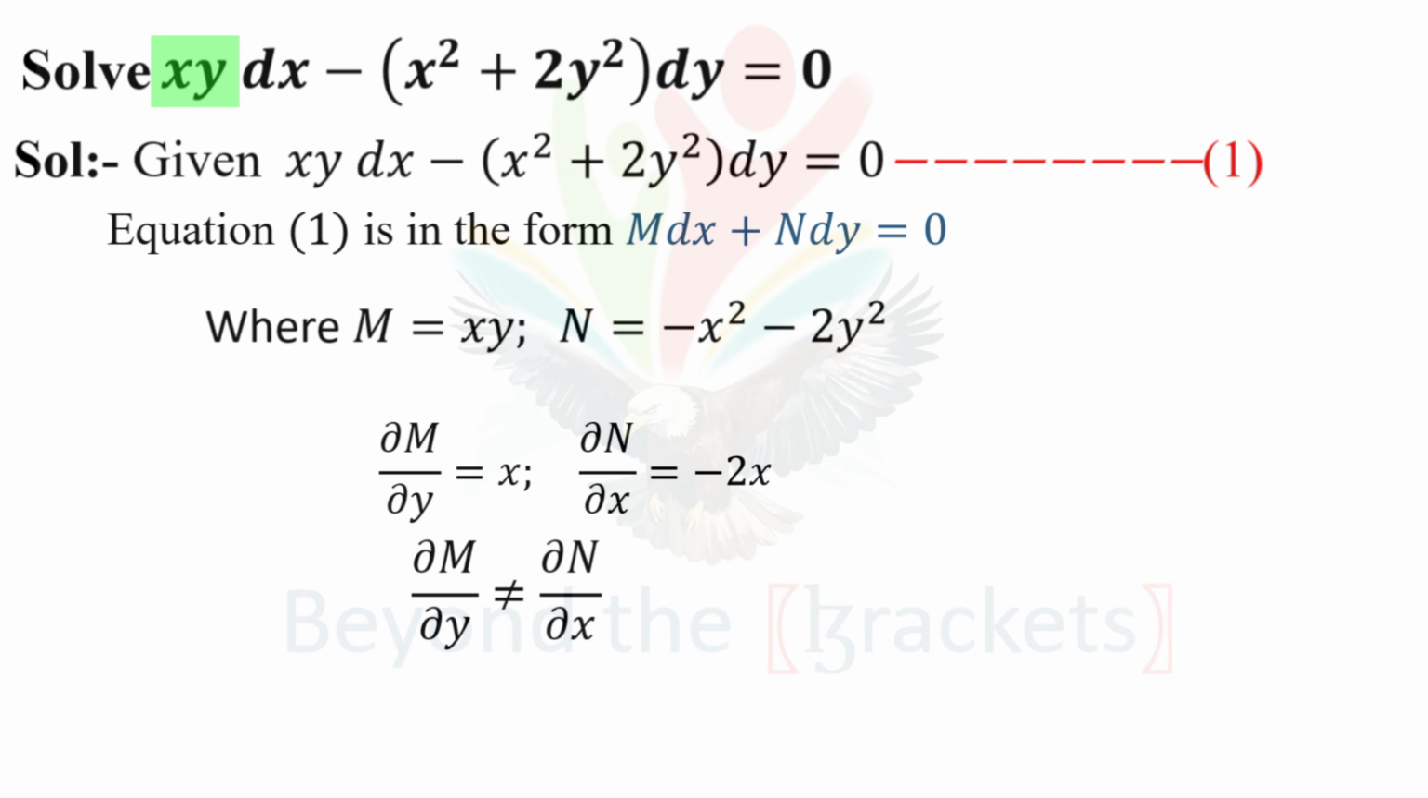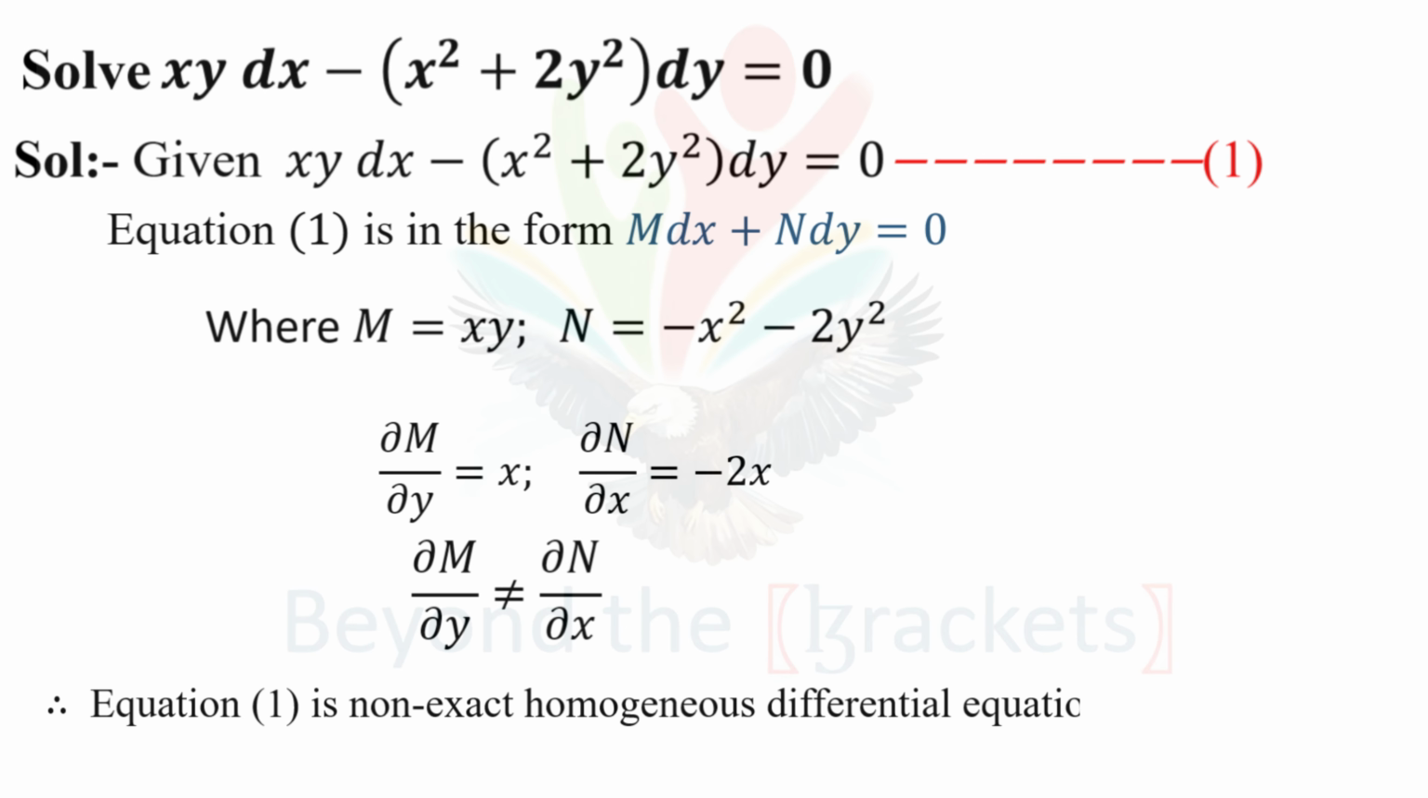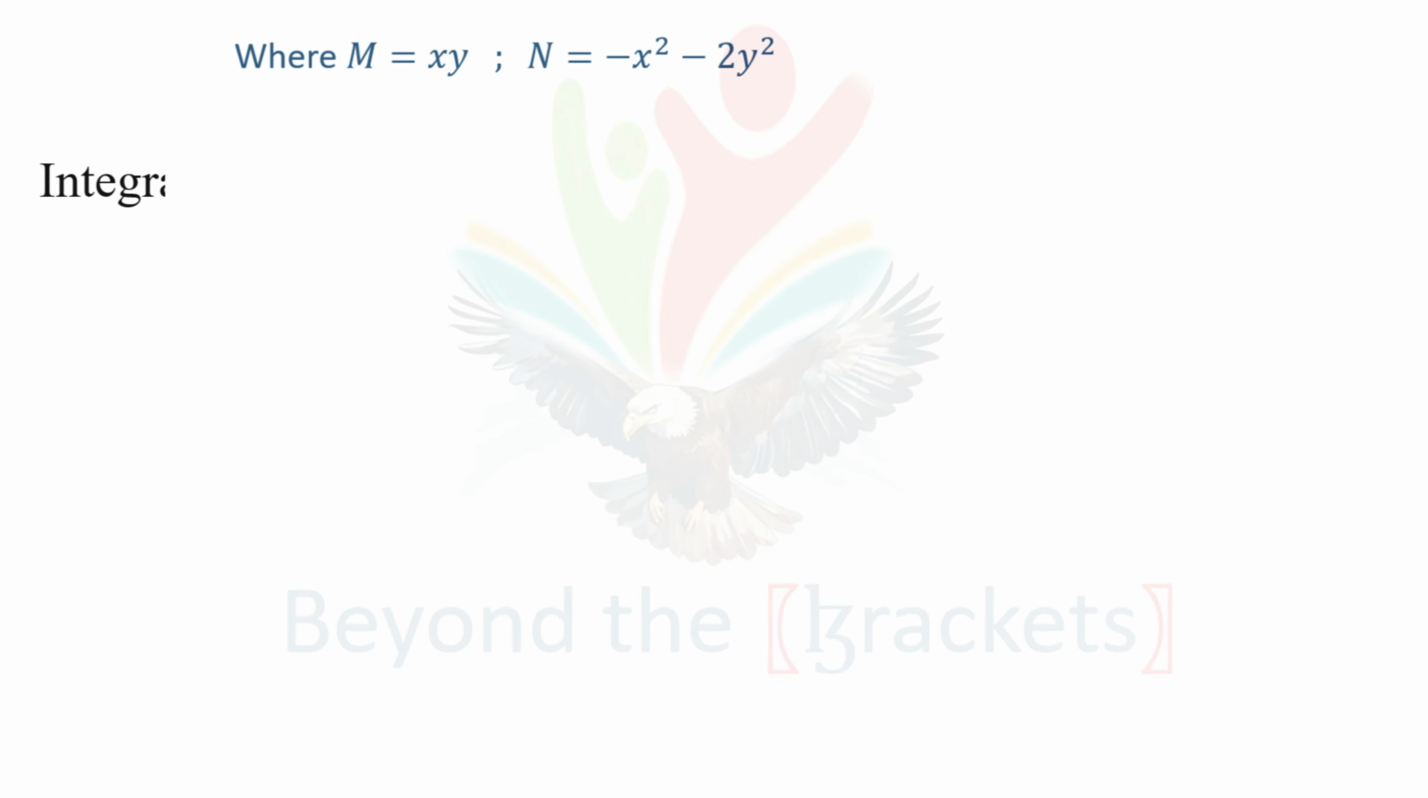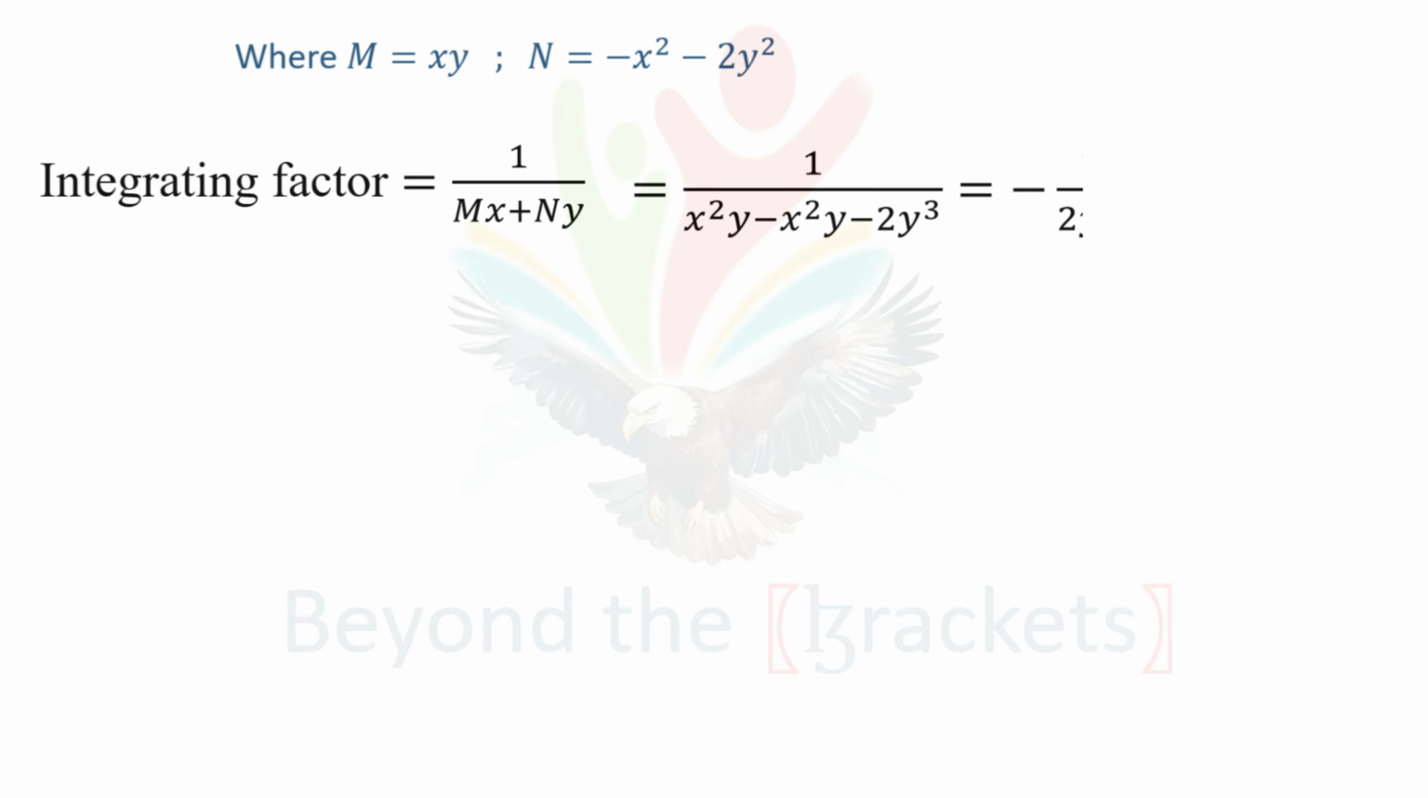The first term is of degree 1 plus 1 is equal to 2. Second term x square is of degree 2, and the third term y square is of degree 2. So this is a non-exact homogeneous differential equation of degree 2. Integrating factor is given by 1 by (Mx plus Ny). Mx will be x square y and Ny will be minus x square y minus 2y cube. So the integrating factor will be minus 1 by 2y cube.